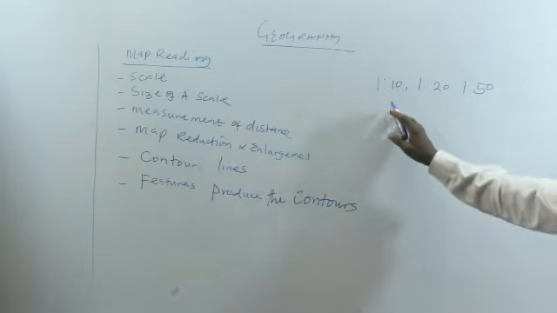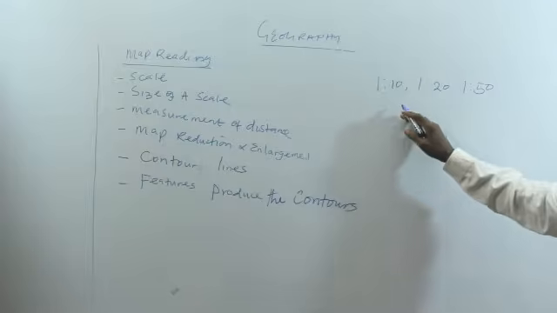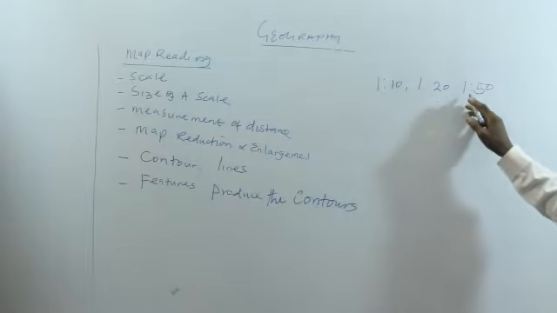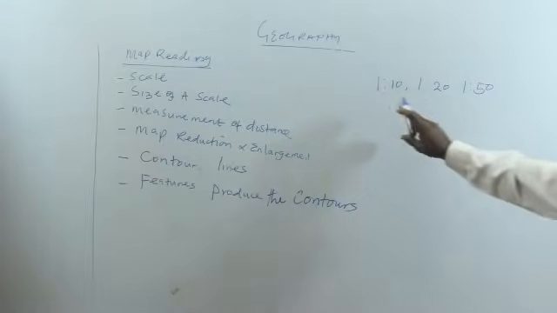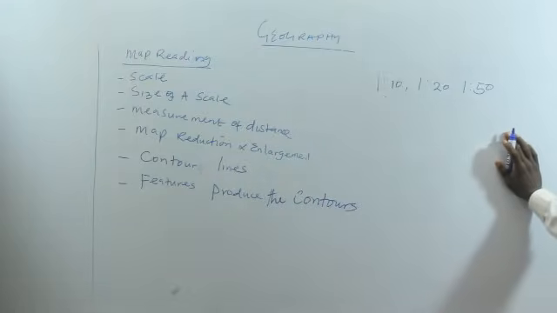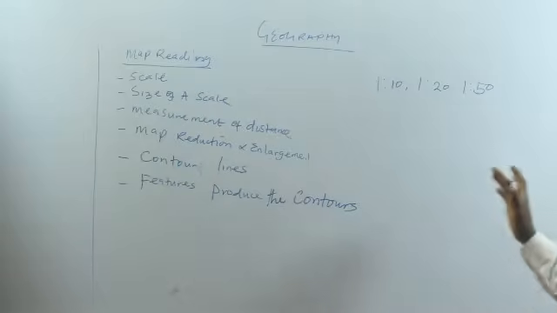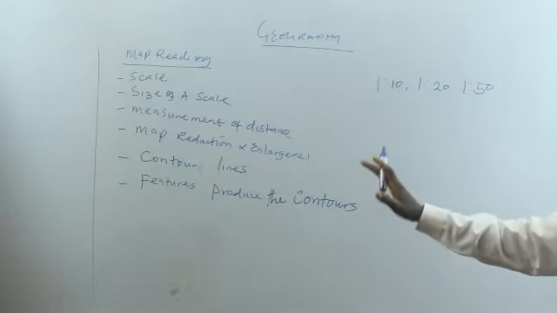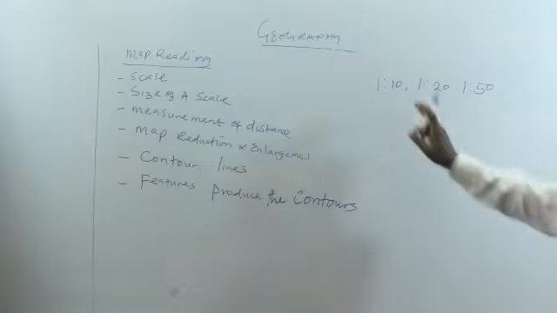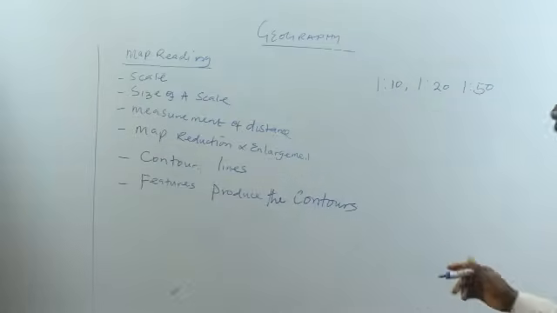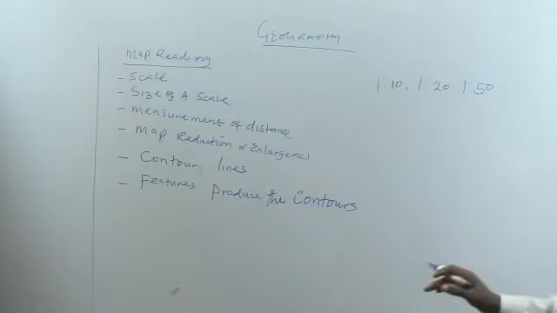I give you an example. We say this is 1:10, 1:20, 1:50. You may be asked to arrange these scales either in ascending or in descending order according to their size, either from the smallest to the largest, or from the largest to the smallest. We say that the larger the scale of a map, the smaller the map. And the smaller the scale of a map, the larger the map. We should have that at the back of our mind.